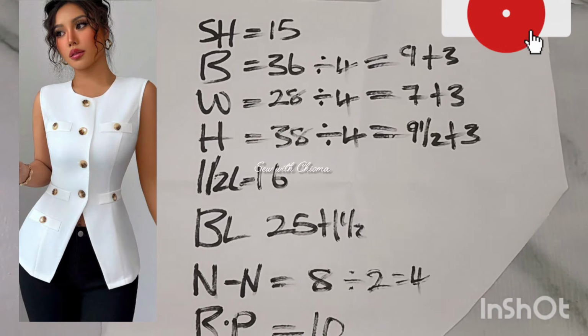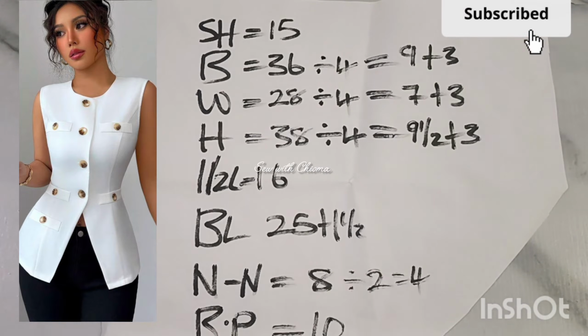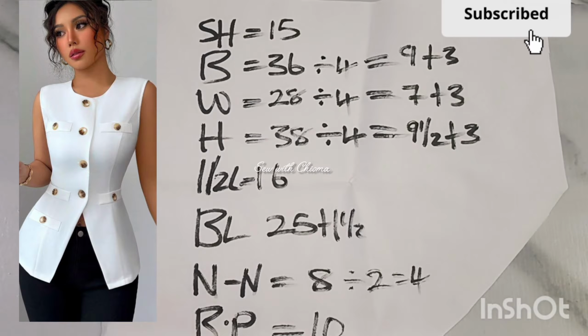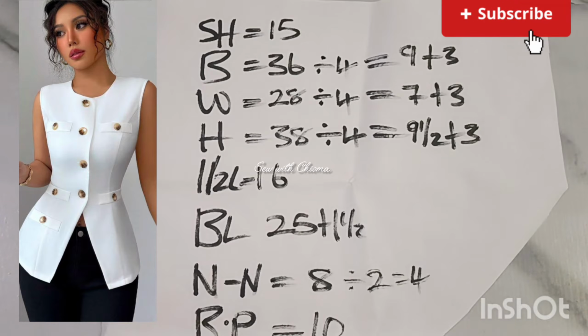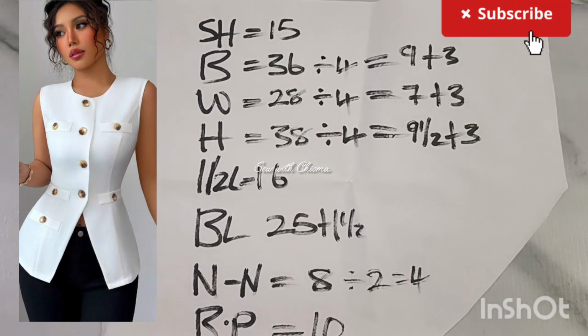So this is the calculation I'm working with. Now I added 3 to my bust, waist, and hip after division, because of the princess seam at the front. When you divide your bust and waist by 4, whatever it gives you, you add your 3 inches to it. That is the minimum for a princess. That's all right, especially for beginners.